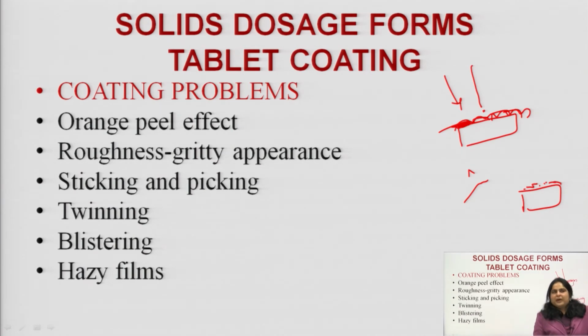Then the next problem encountered is sticking and pitting, which is not desirable. Ultimately, if the tablet remains over wetting and it is not dried in time during coating process, so either it can stick to the tablet coating pan or both the tablets can stick to each other, therefore giving a twinning appearance, means like twins, one tablet will attach with another tablet. Again this is a sticking and picking issue, so it gives a twinning appearance.